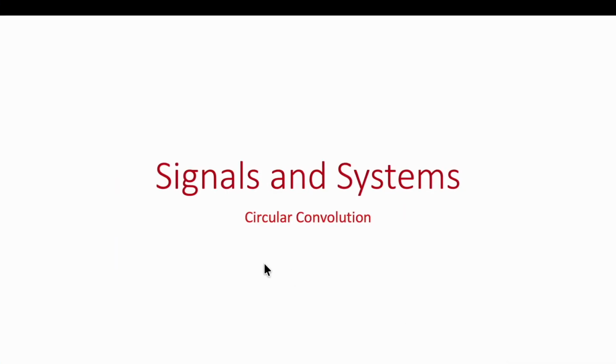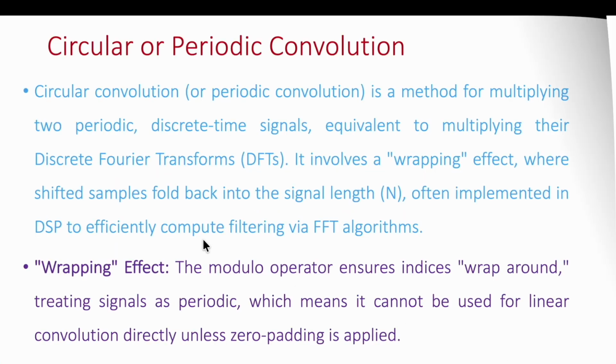In this video, we will discuss circular convolution, or you can say circular or periodic convolution. Circular convolution or periodic convolution is a method for multiplying two periodic discrete time signals, equivalent to multiplying their discrete Fourier transform. It involves a wrapping effect, where shifted samples fold back into the signal length, and is often implemented in DSP to efficiently compute filtering via FFT.